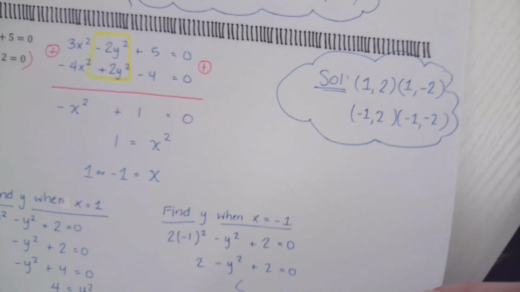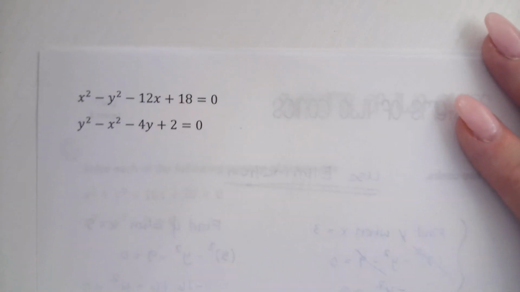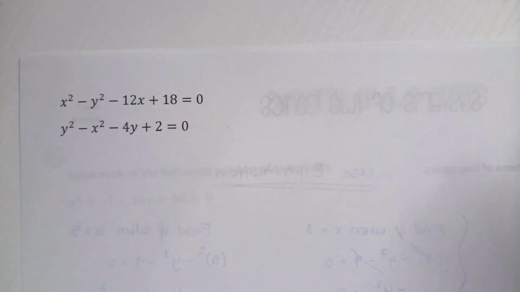And then one last one. Save the worst for last. Alright, what shapes we got? Not a parabola. Parabola only has 1 squared term. Hyperbola, yes, those are both hyperbolas.